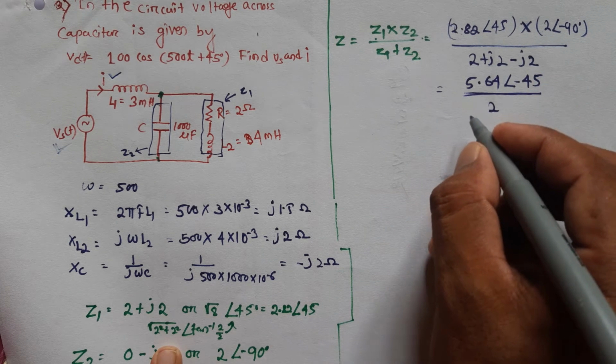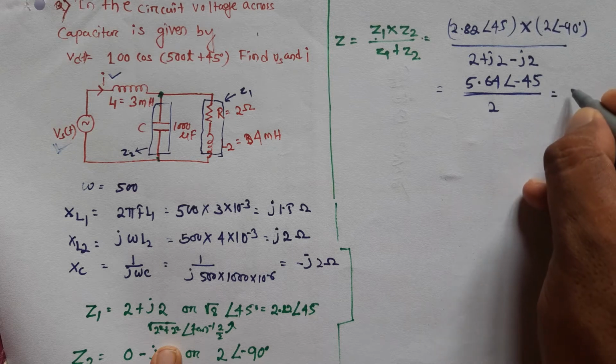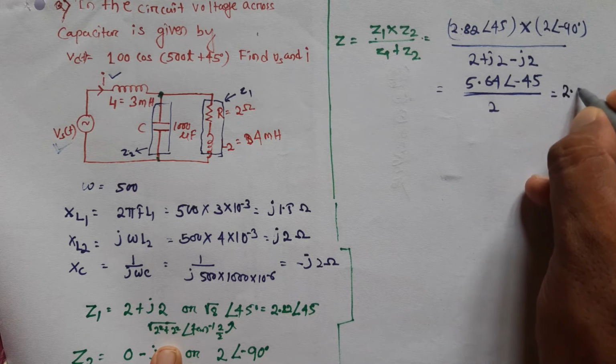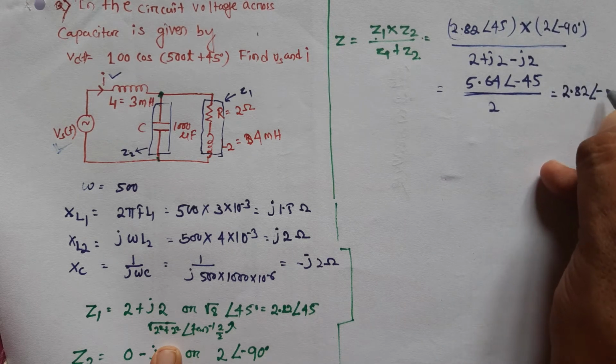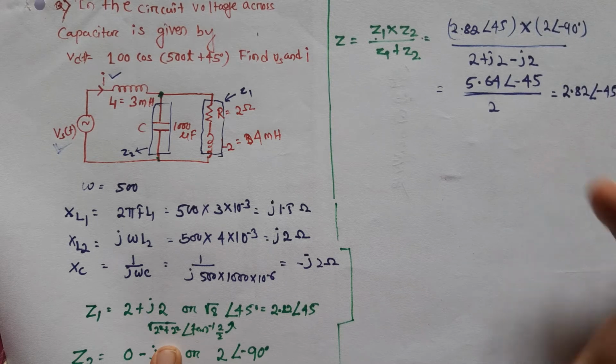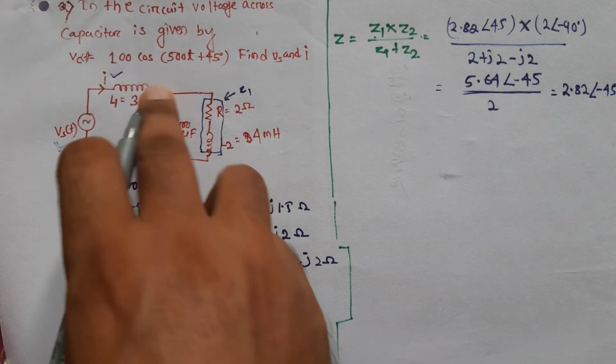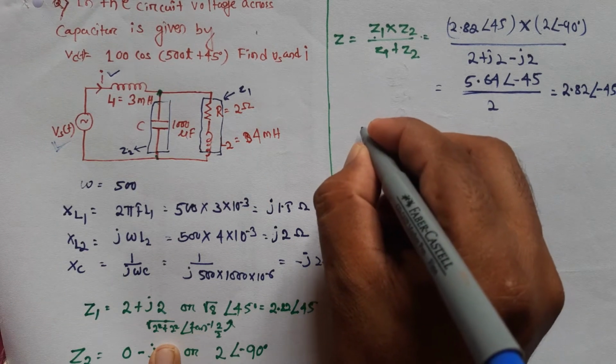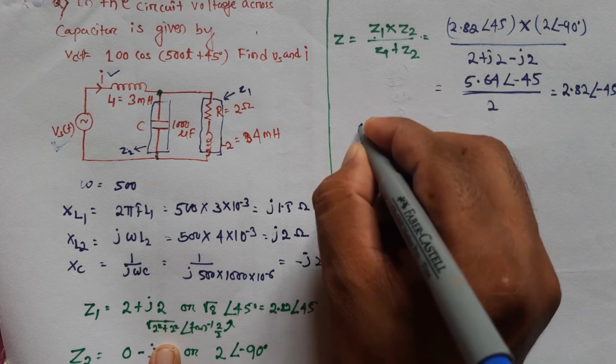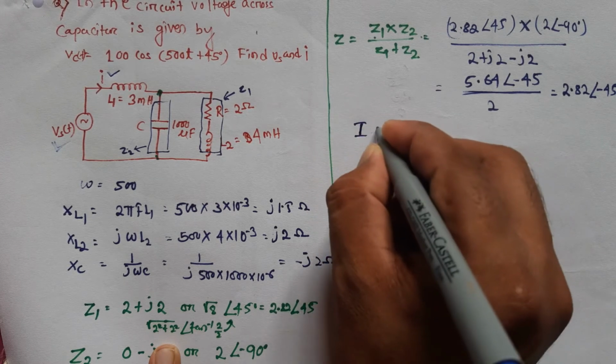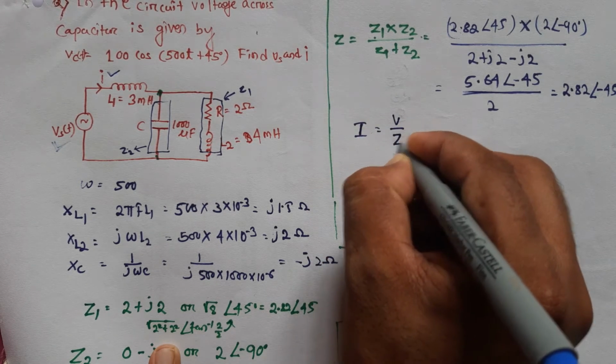Finally we got this Z value equal to 2.82 angle minus 45. Then we need to find this current.